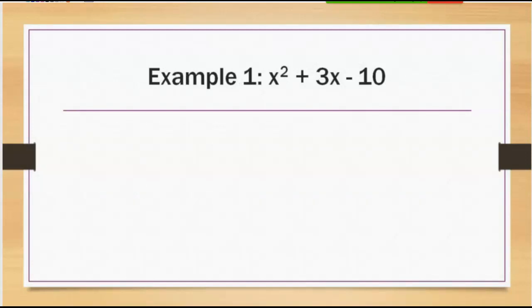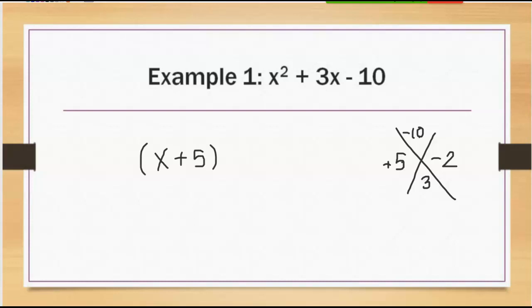So here we have a negative 10 and a positive 3. So since my B value is positive, the larger factor is going to be positive. So I need two numbers that multiply to negative 10 and add to 3, where one is positive and one is negative. So it'll be positive 5 and negative 2, because 5 minus 2 is 3, and 5 times negative 2 is negative 10. So this factors as x plus 5, x minus 2.